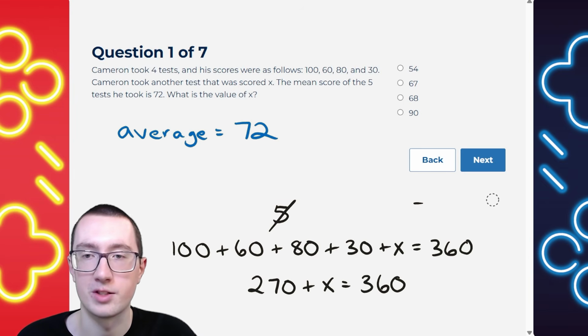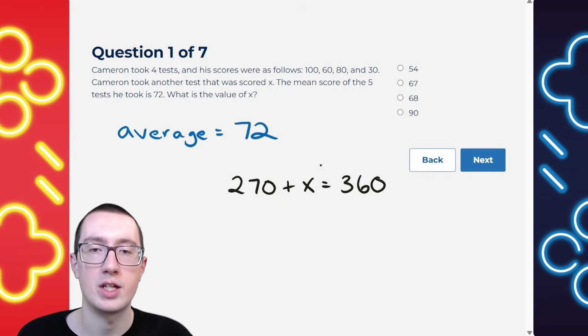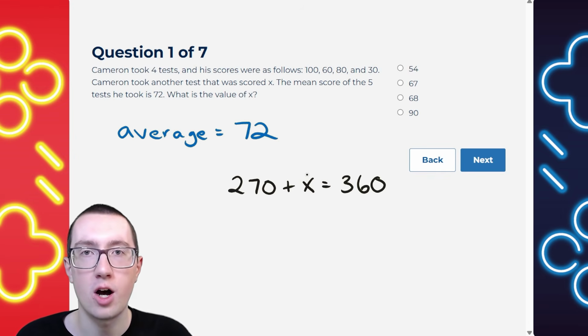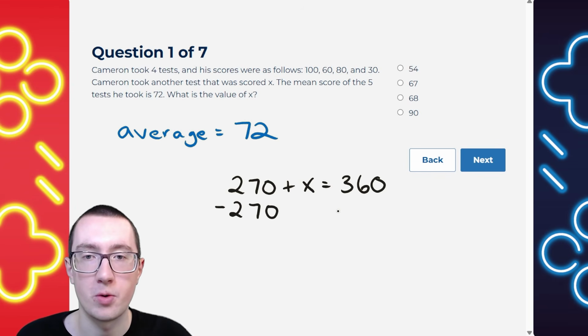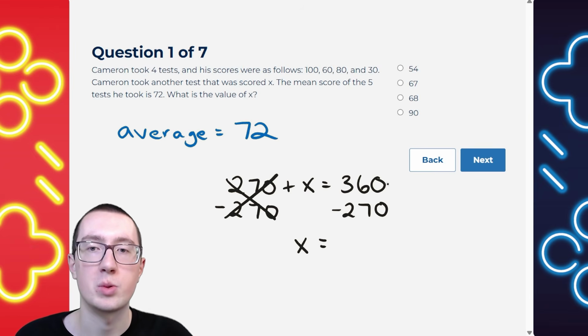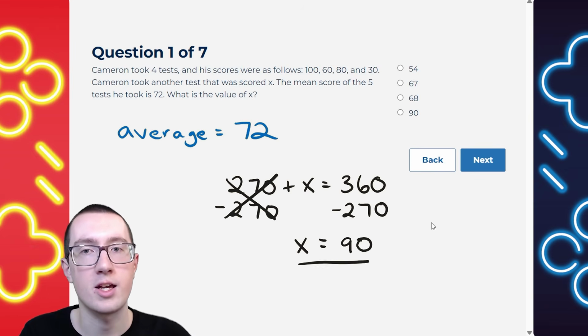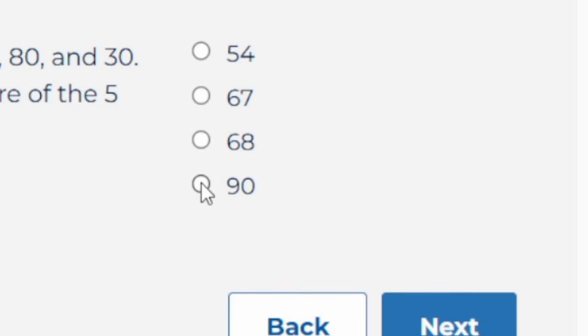And I'm going to go ahead and erase this because I'm running out of room here. So the only thing in X's way now of being by itself is this 270. And it's being added to X. So I'm going to do the opposite of addition, which is subtraction, and subtract both sides by 270. So these cancel out. On the left side, we just have X, and on the right side, we have 360 minus 270, which is 90. So this means that Cameron's final test score was a 90.